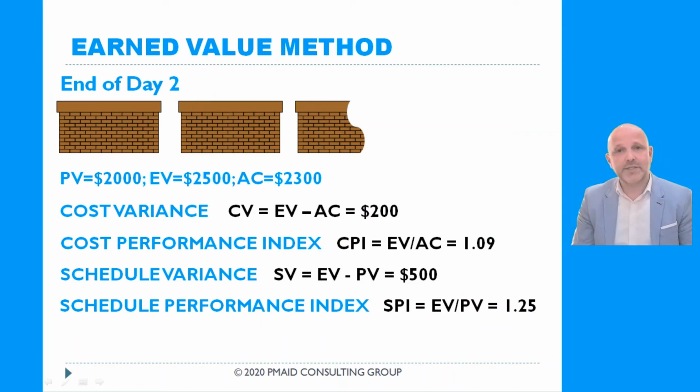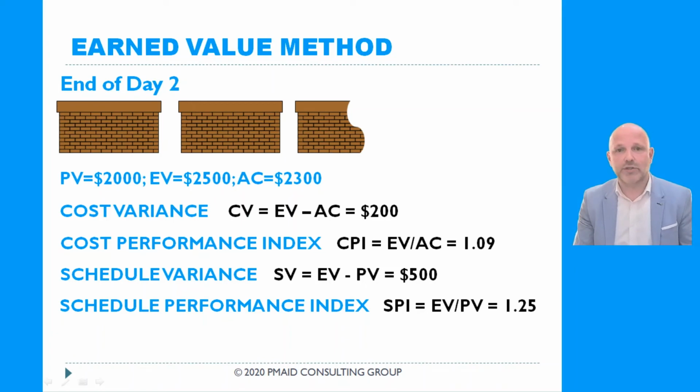Now let us apply some calculations as of the end of day two. So our planned value was $2,000 because we were planning to build two parts of the wall. Our earned value is $2,500 because we actually built 2.5 sections. And our actual cost, as we just assumed, is $2,300.